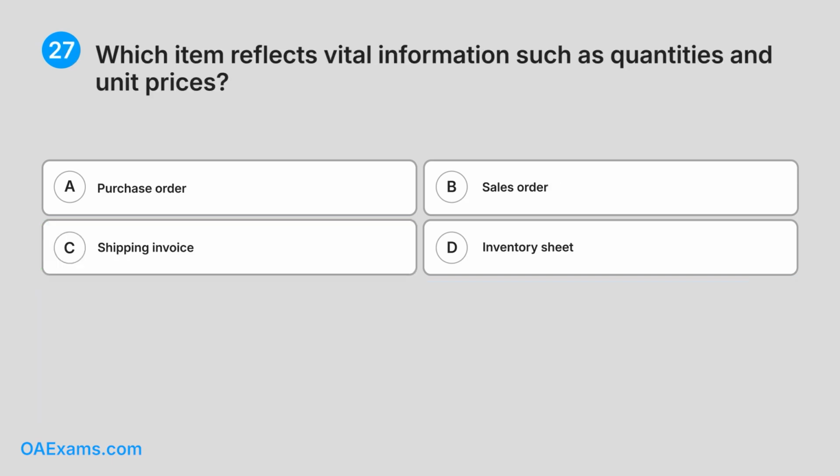27. Which item reflects vital information such as quantities and unit prices? A. Purchase order. B. Sales order. C. Shipping invoice. D. Inventory sheet. What do you think is the answer?